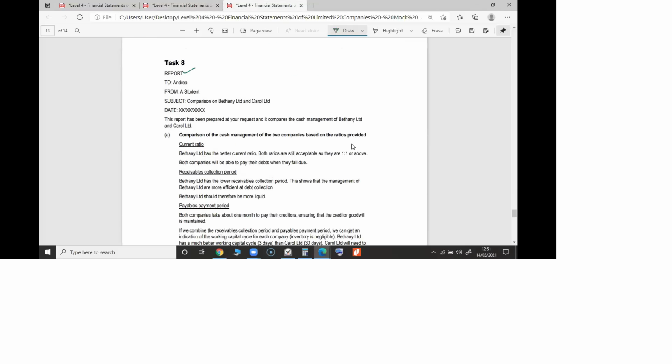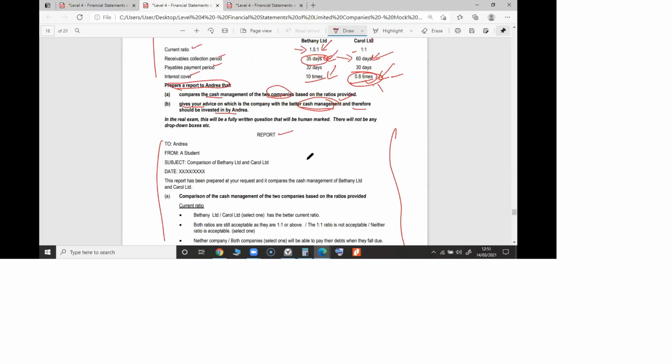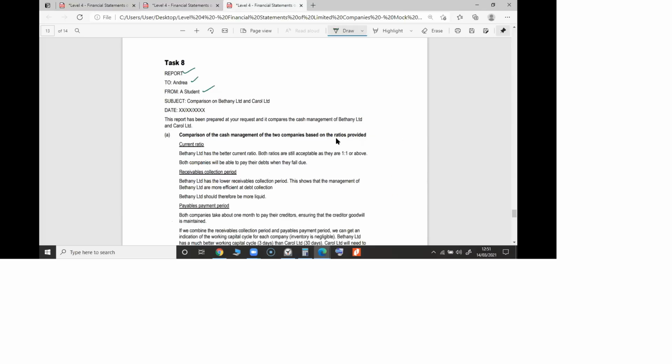Report 2, Andrea, from a student. I'd like to read the requirement one more time. Compare cash flow companies and the ratios provided. Give your advice which company has the better cash management, therefore should be invested in by Andrea. Okay, so all right, that's how you're going to write. You're writing to Andrea because you're a student, from a student.